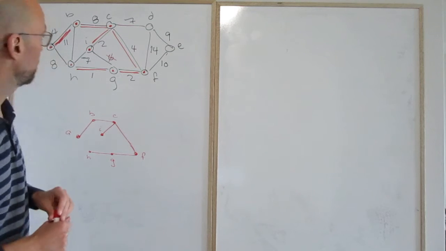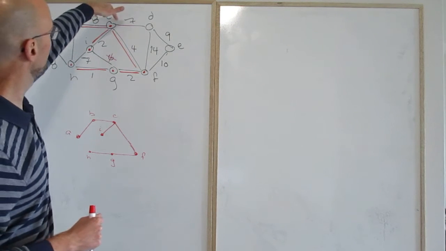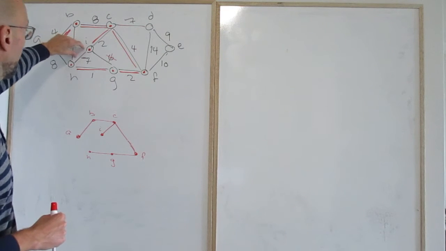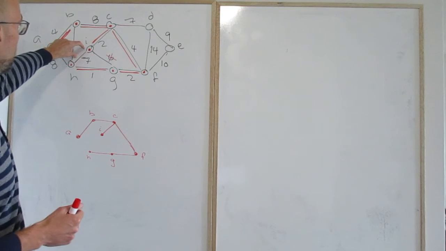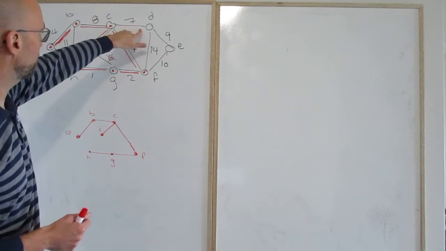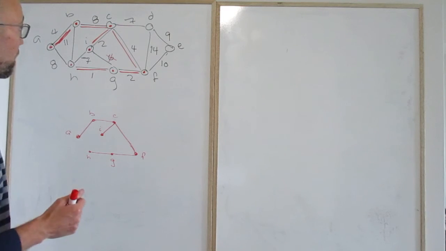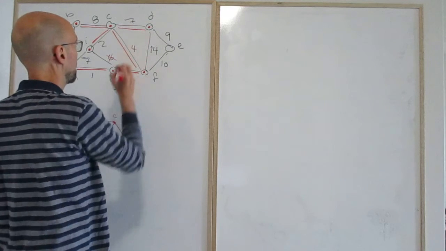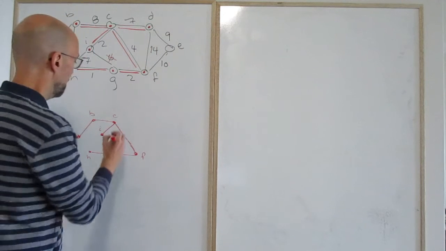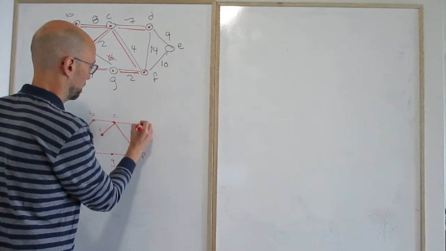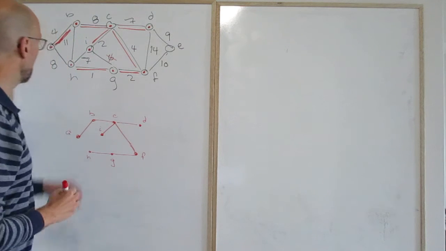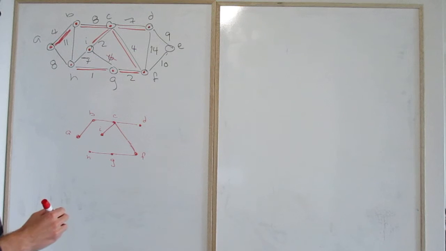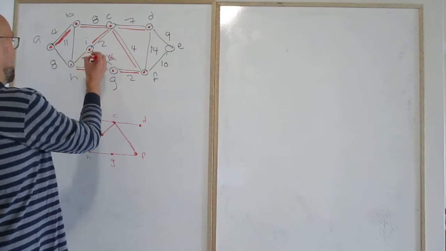Right. So now we consider CD. Well, actually, we could consider IH. Doesn't matter. I mean, they're tied. Okay, we consider CD. D is not in the tree, so we add it. CD. And now we consider IH. IH is in the tree. I is in the tree. It would create a cycle. We don't take IH.